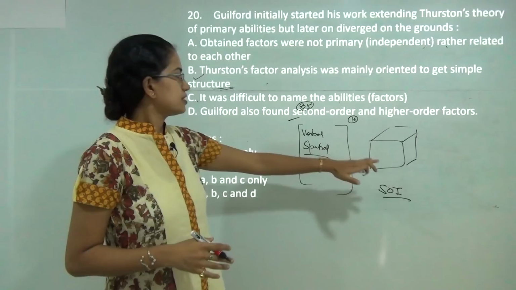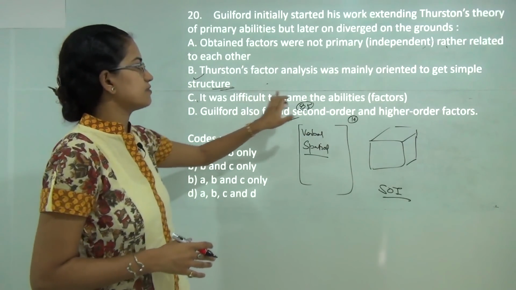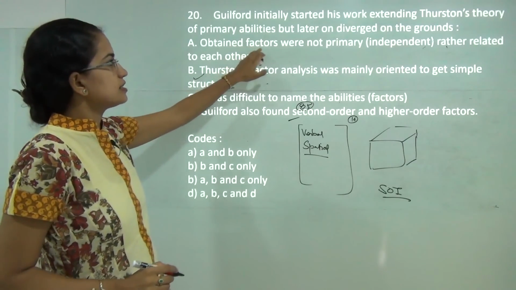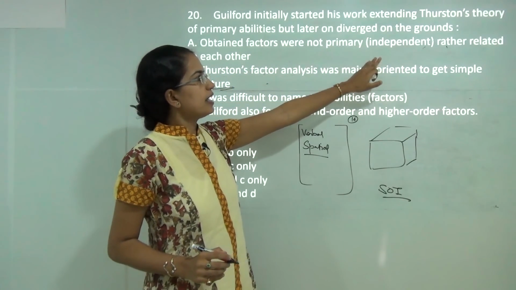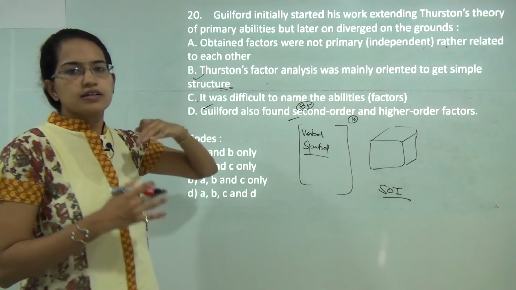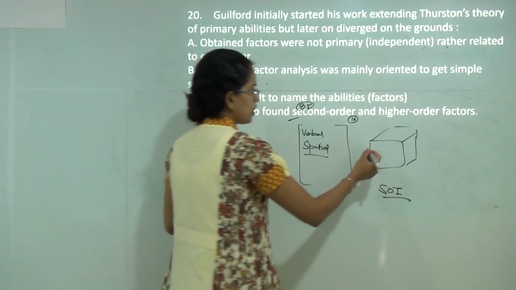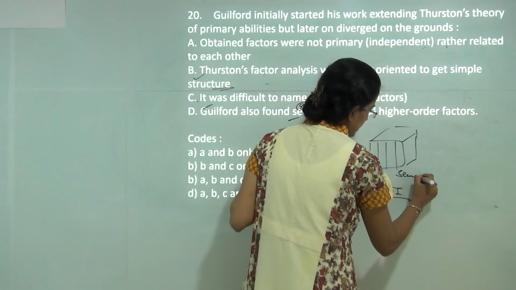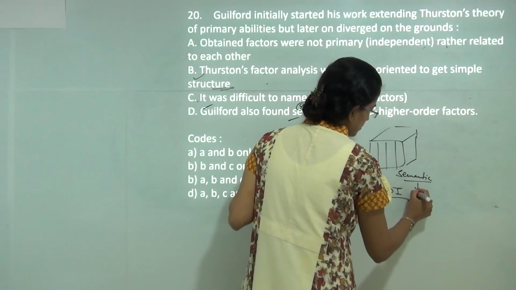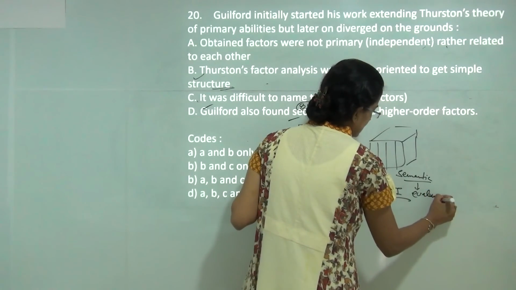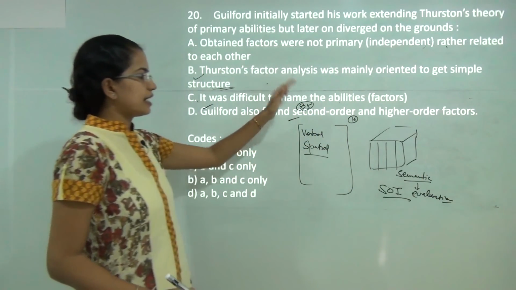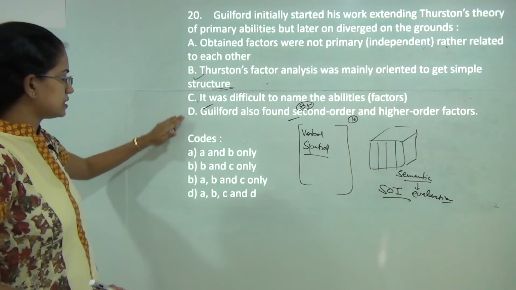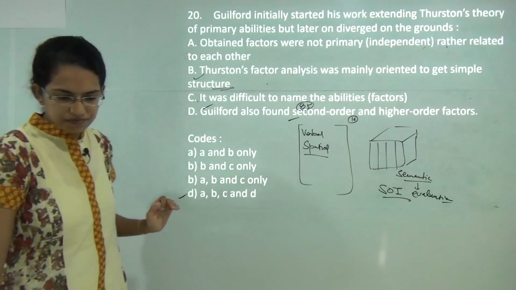Again he explained that since there are so many factors, it is difficult to name all the factors and abilities, and he obtained these factors mainly not by independence but due to relations between the factors. For example, you have the semantic factor, and this semantic factor would be related to evaluation. So each factor is related to other factors and they are not independent. So you have all A, B, C and D as the correct options here.